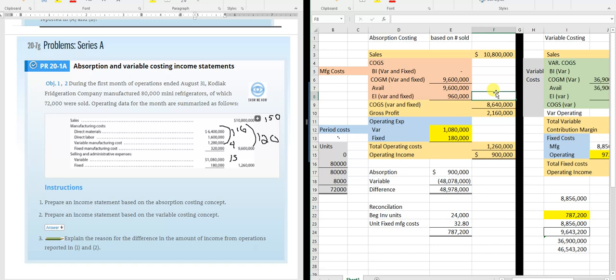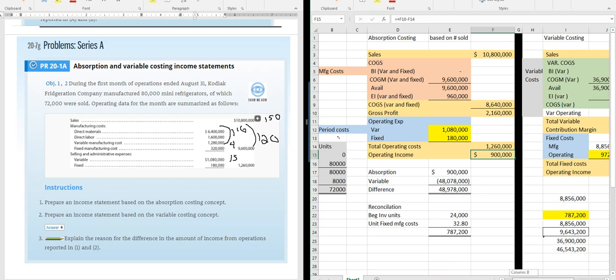But be careful on that. That only works because I don't have beginning inventory. So my unit costs were all at 120. I didn't have some unit costs at a different amount and some unit costs at 120. Okay, then I have my variable expenses, so you can either just take the 1,080 because it's based on the 72,000, or I could do 72,000 times 15, I get the same number, and my fixed is 180,000. So my total operating costs are these two, and my operating income is 900,000.